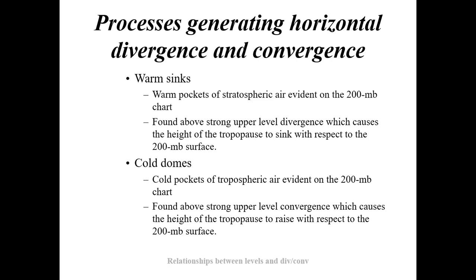Upper level divergence removes mass. Air from above that point in the upper troposphere sinks from the stratosphere. That's known as a warm sink.